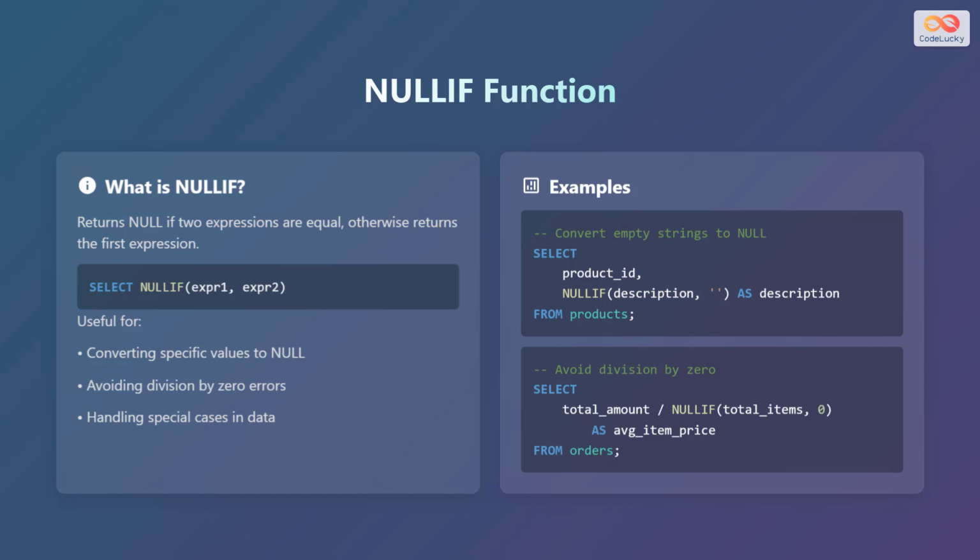Now let's look at some examples. First, convert empty strings to null. Select product_ID, NULLIF description, open and close single quotes as description from products. Next, avoid division by 0. Select total_amount divided by NULLIF total_items, 0 as average item price from orders.